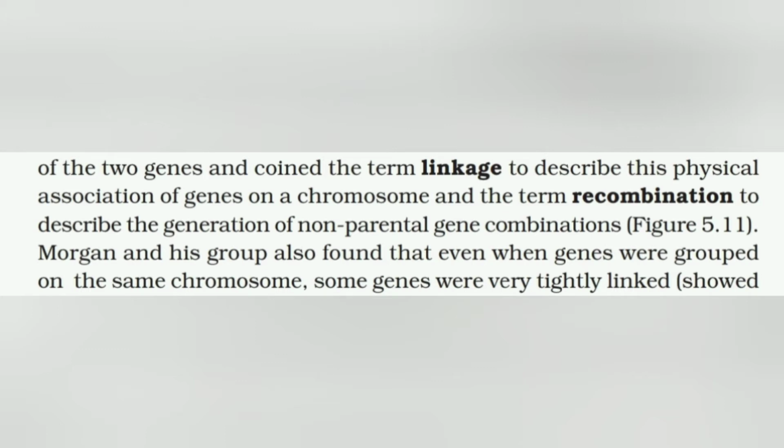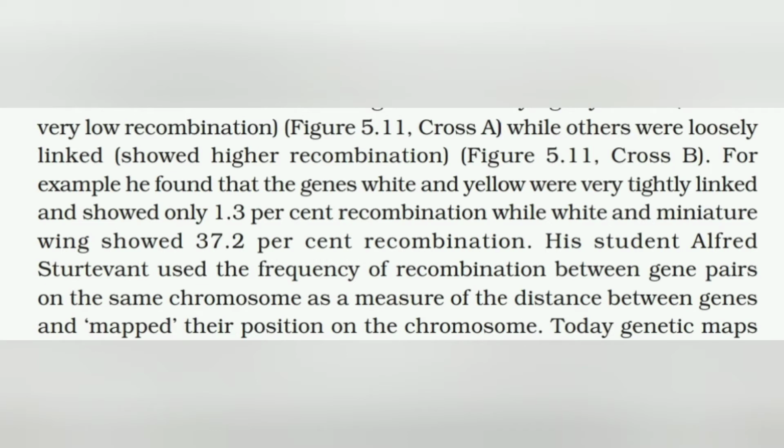Morgan and his group also found that even when genes are grouped on the same chromosome, some are very tightly linked and showed very low recombination. In the figure, it is shown as cross A, while others were loosely linked and showed higher recombination. In the figure, it is described as cross B.